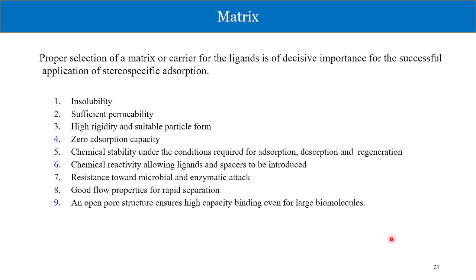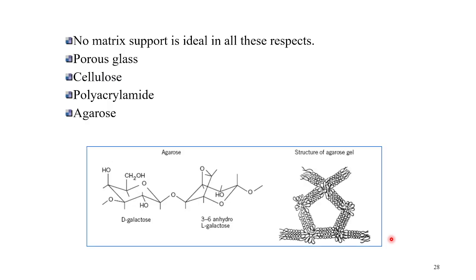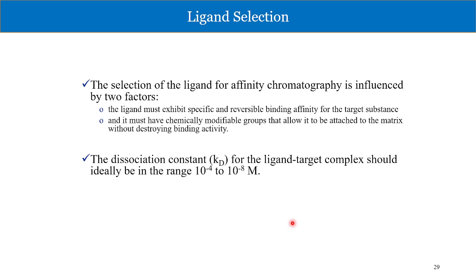It can be of a smaller pore size, but then the different types of columns have different properties. If you want to separate a bigger molecule, you can have an open pore size. If it has a very congested pore size, you cannot actually have binding for the bigger large molecules. So no matrix support is ideal in these respects, where you have the porous glass, cellulose, polyacrylamide, and agarose. Okay. Now the ligand selection.